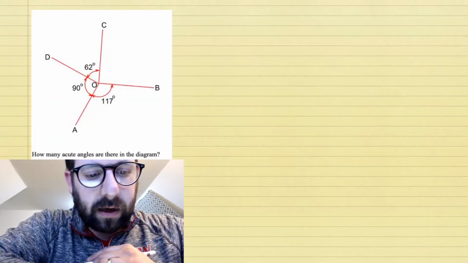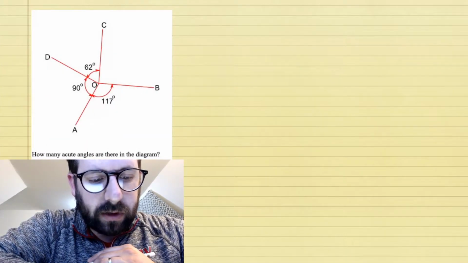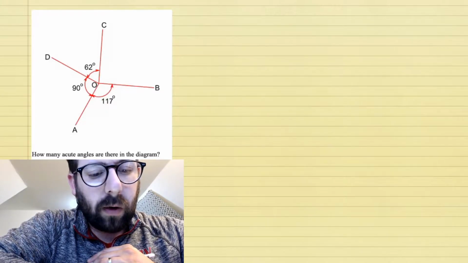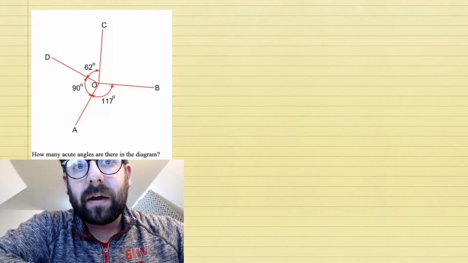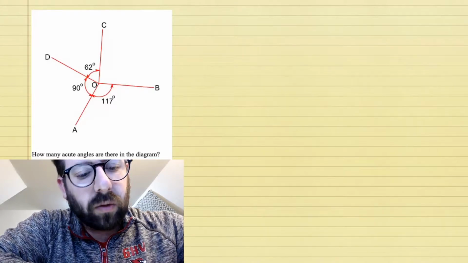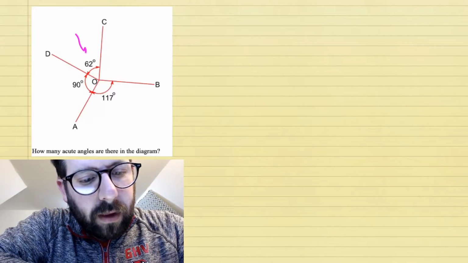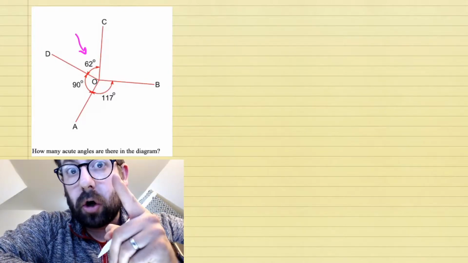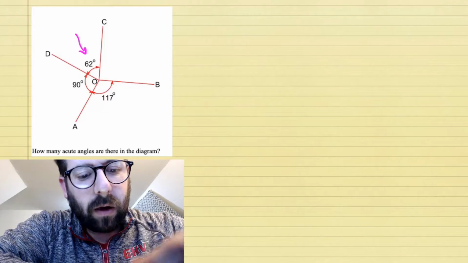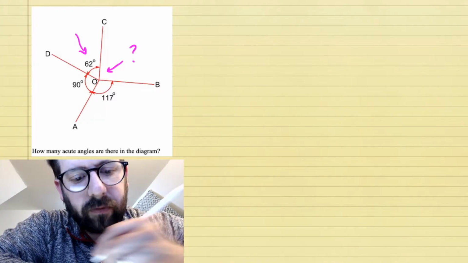What you're looking at here is a circle, and they want to know how many angles are acute. Now, acute means anything from 0 to less than 90. So right now, there's one angle that's acute currently. Now, we do have to find the missing angle, this mystery angle over here.